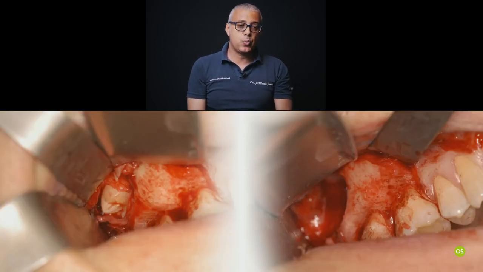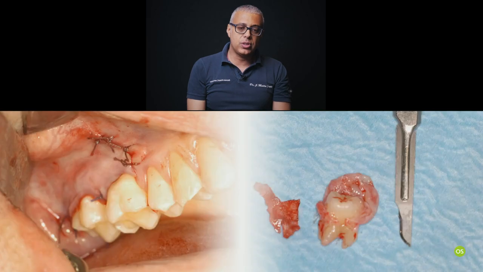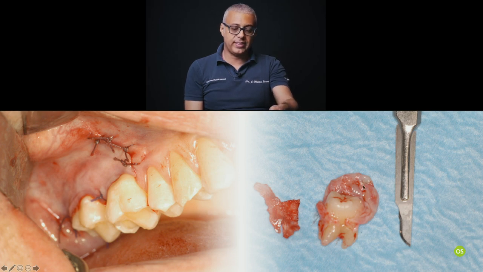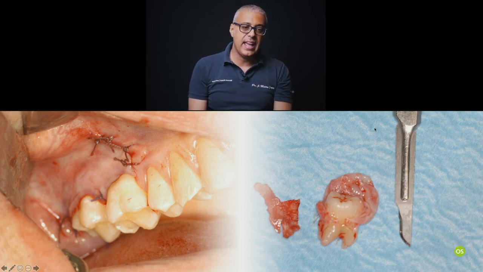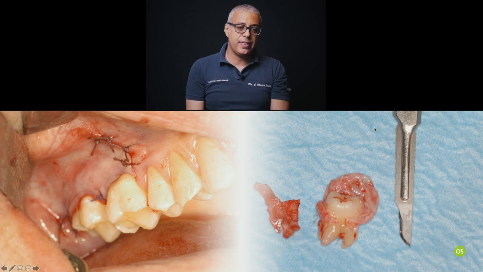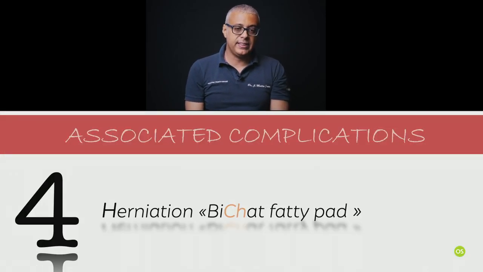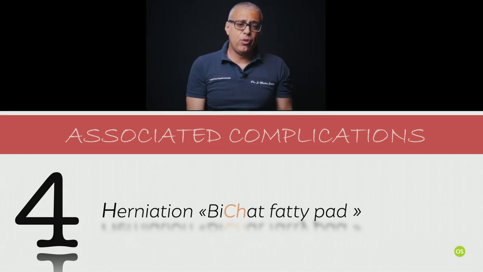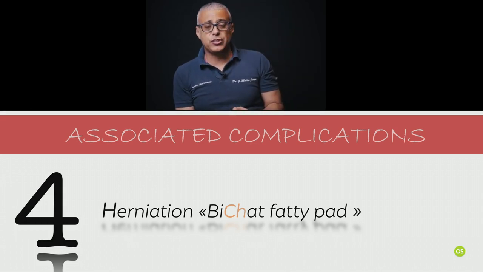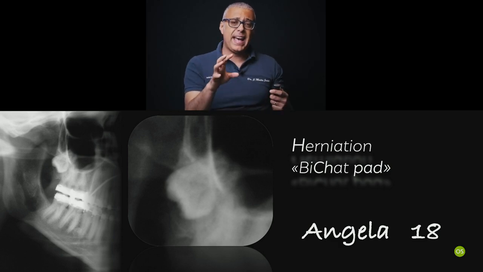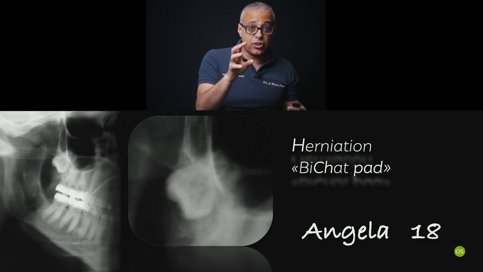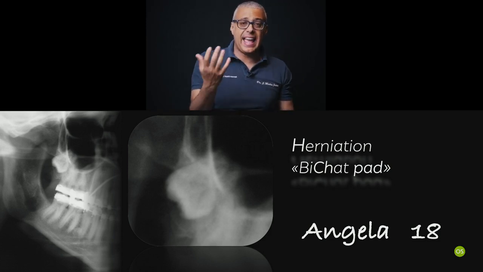And here we have the phases where we extract the tooth, we extract the mucosa that was attached to the tooth with this kind of cystic lesion, and then a closure of the primary wound with single stitches. One of the associated complications, as I said before, is the herniation of the Bichat fatty pad. So in this case, the fatty pad was not searched and used voluntarily, but it happened as an accident.